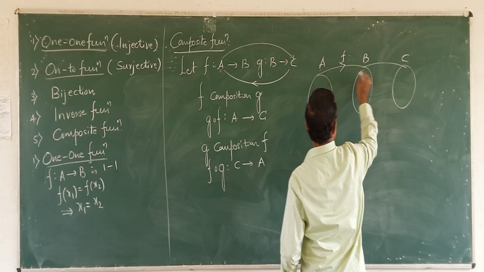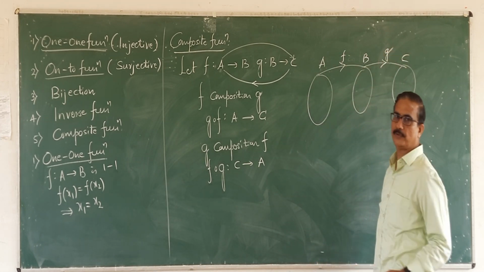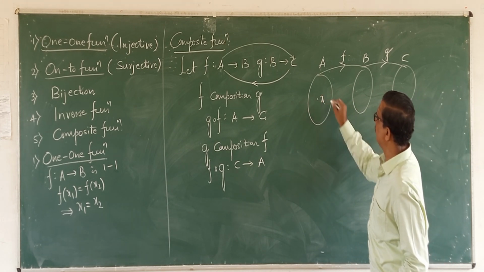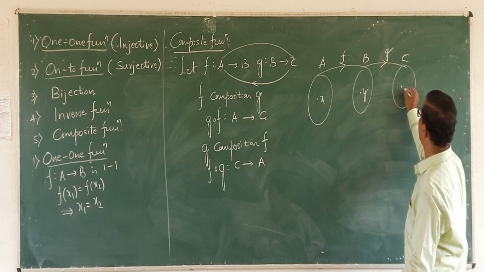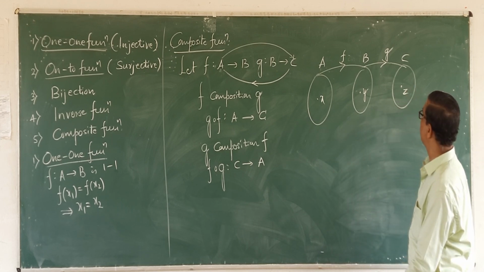F is a function from A to B. G is a function from B to C. Set A contains one element, say X. Set B contains only one element, say 1. And set C contains one element, say Z.